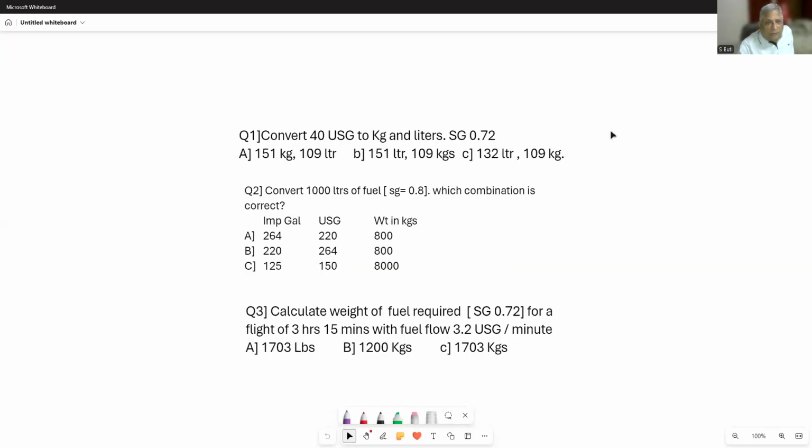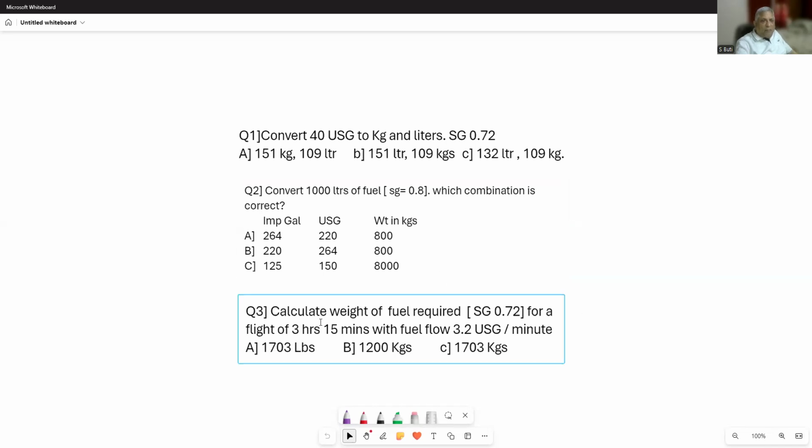These are the three questions, different types of questions for your practice. Convert 40 US gallons to kgs and liters. Specific gravity is 0.72. Find out which combination is correct. Second is even simpler. Convert 1000 liters of fuel into imperial gallons, US gallons, and the weight, and see which combination is correct. All these three figures should be matching.